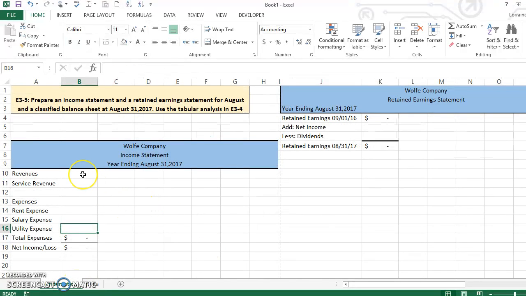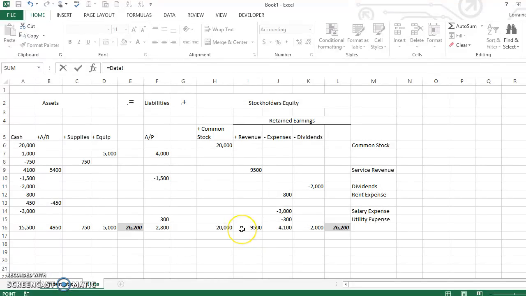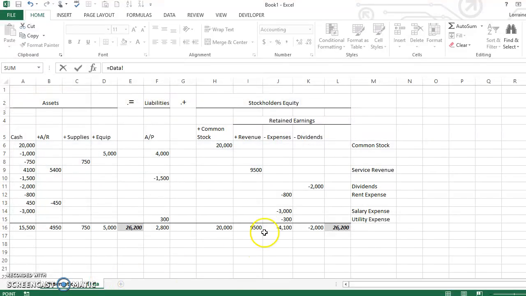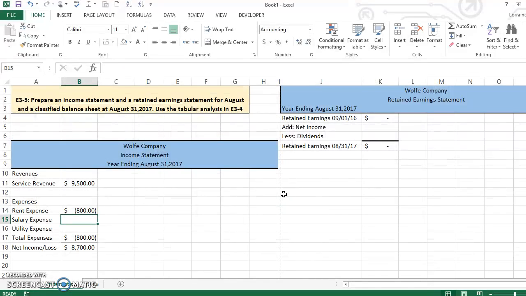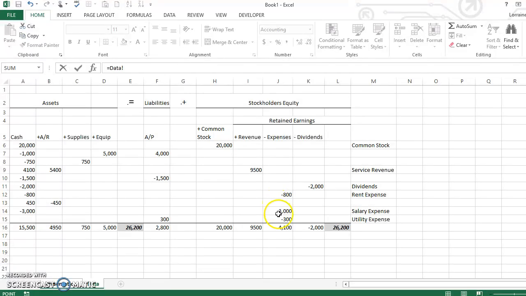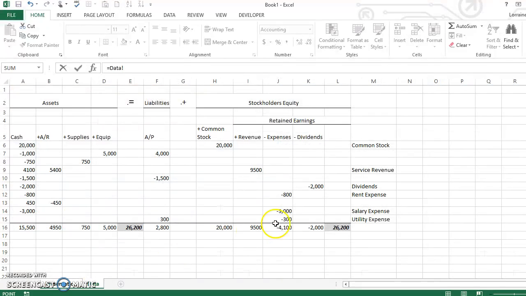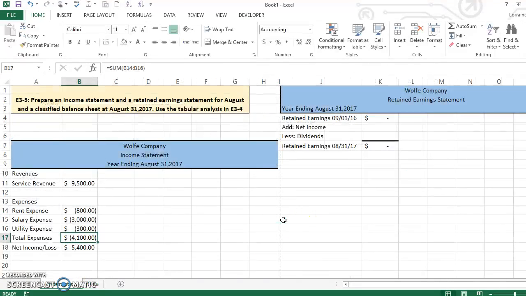So, starting with my income statement, our revenues, we only have one, which is service revenue, and that is $9,500. And then we have several expenses. Our rent expense is $800. Our salary expense is $3,000, and the utility expense is $300.